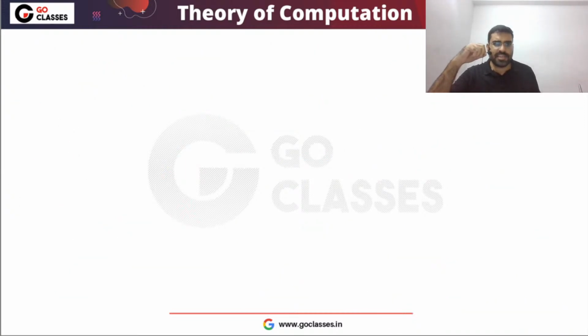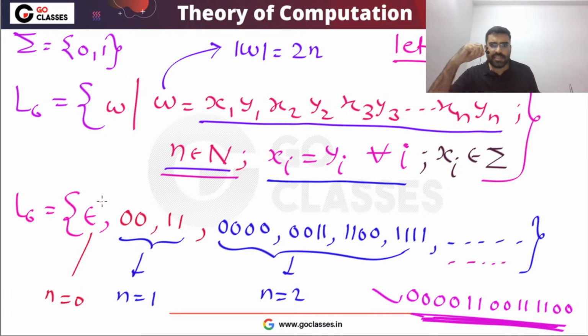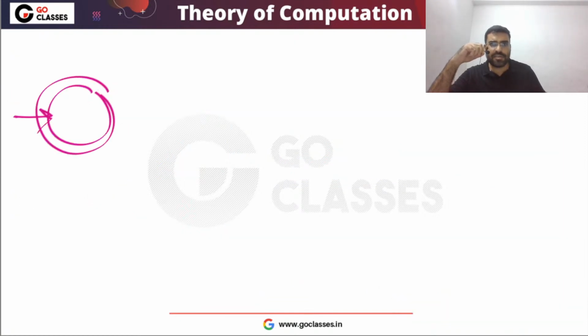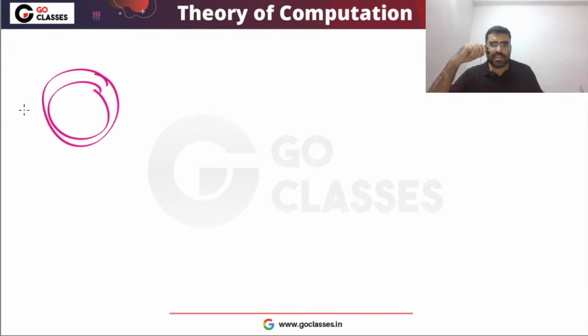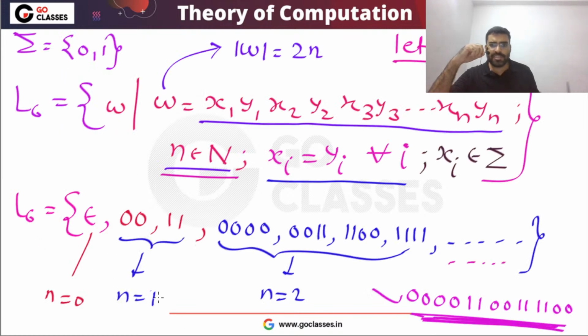Now let's create the DFA. The DFA creation is very easy. So initial state, I want to accept empty string. In the DFA, if I want to accept empty string, then the initial state must be a final state. You already know this.